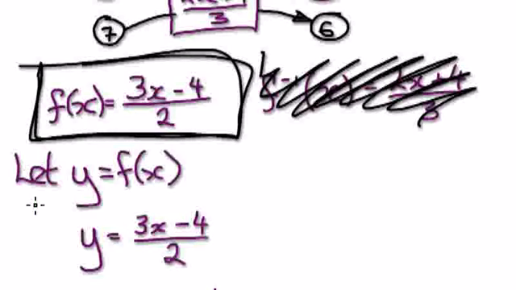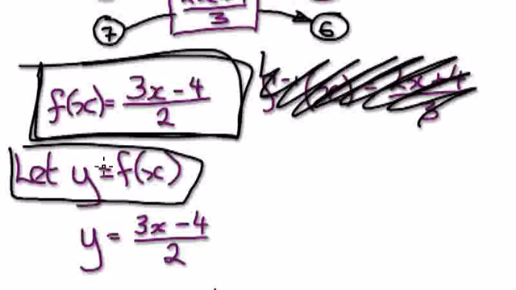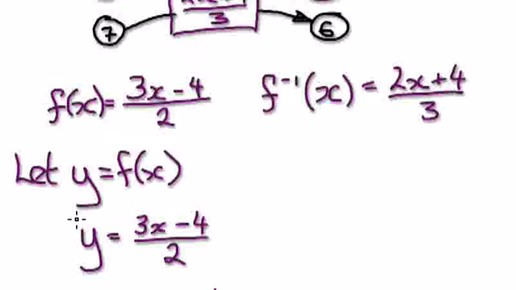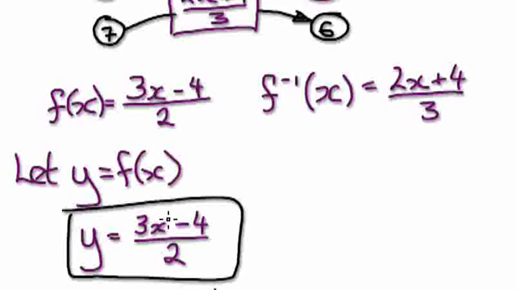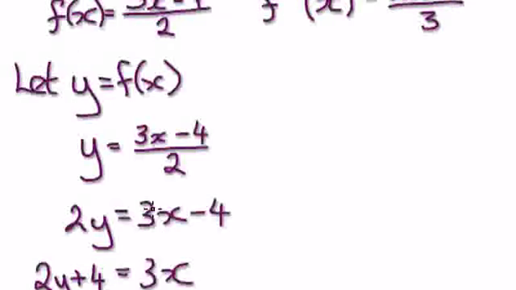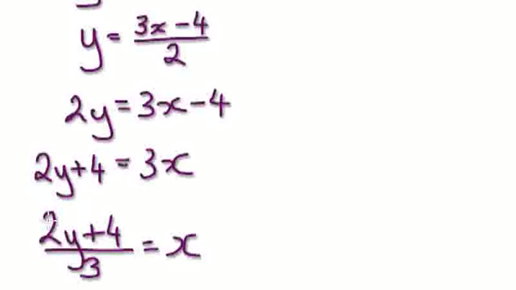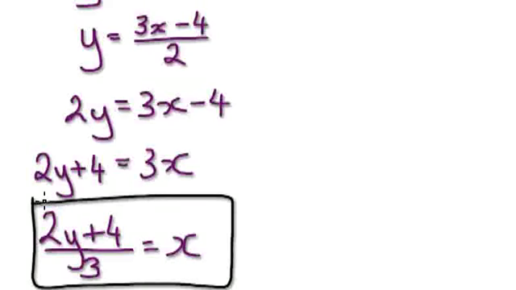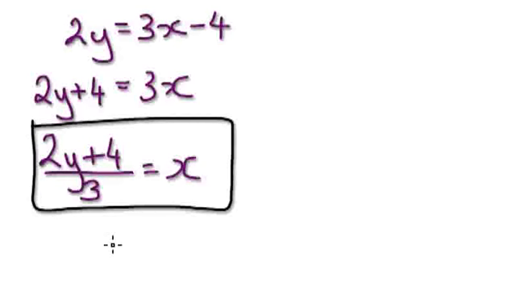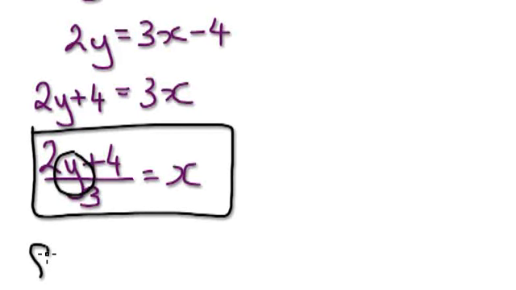Work out the inverse. Let y equals f of x, so you basically replace this with a y. Here we've got y. To find the inverse, make x the subject. Work all the way through, and you will get to this stage here. At this stage, you can replace the y with the x.